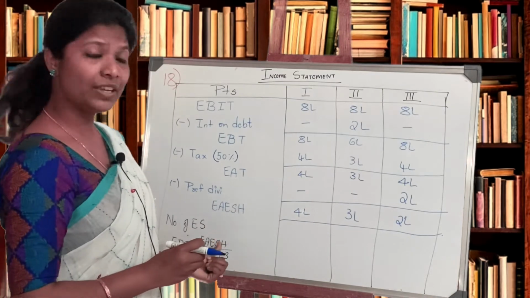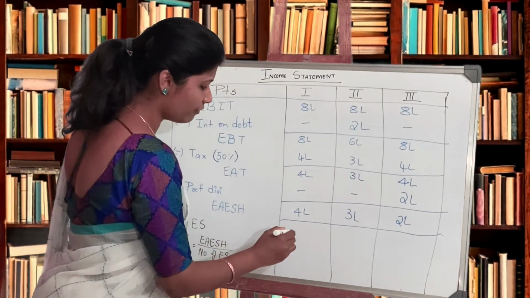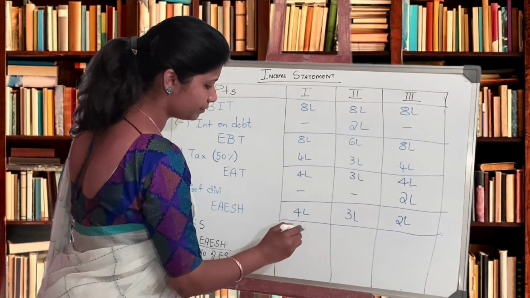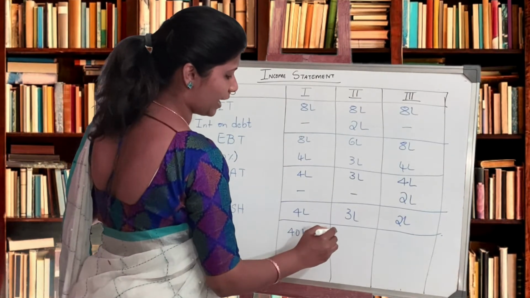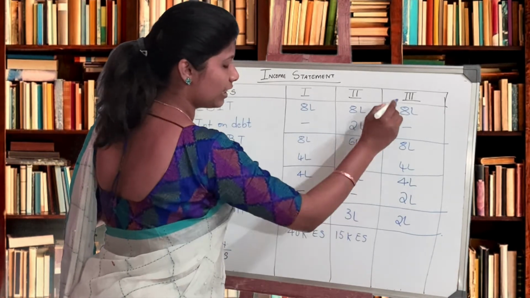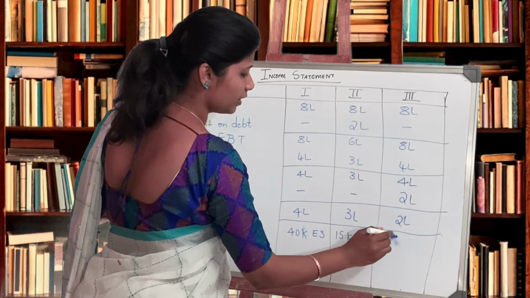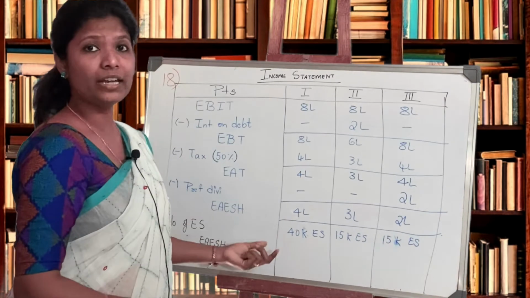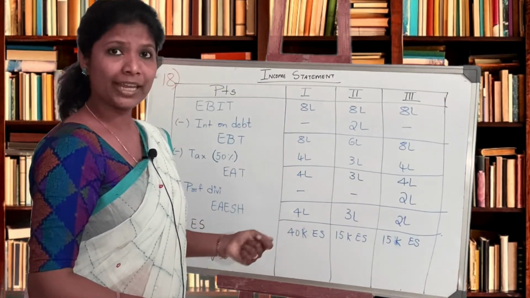So these are the earnings which are available to equity shareholders. Now the number of equity shares was your working note number 2. How many did we have? 40,000 equity shares under plan 1. Under plan 2 we had 15,000 equity shares. Under plan 3 we had 15,000 equity shares. So here I am only talking about equity shares, not the amount, looking at working note number 2.